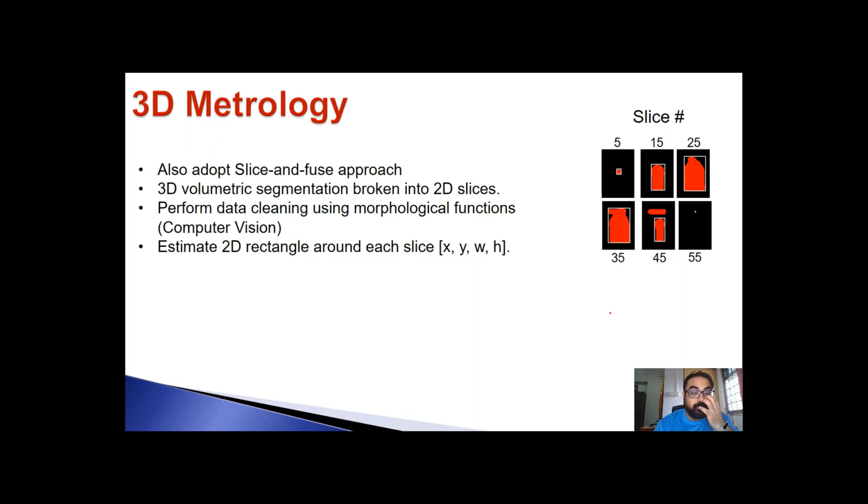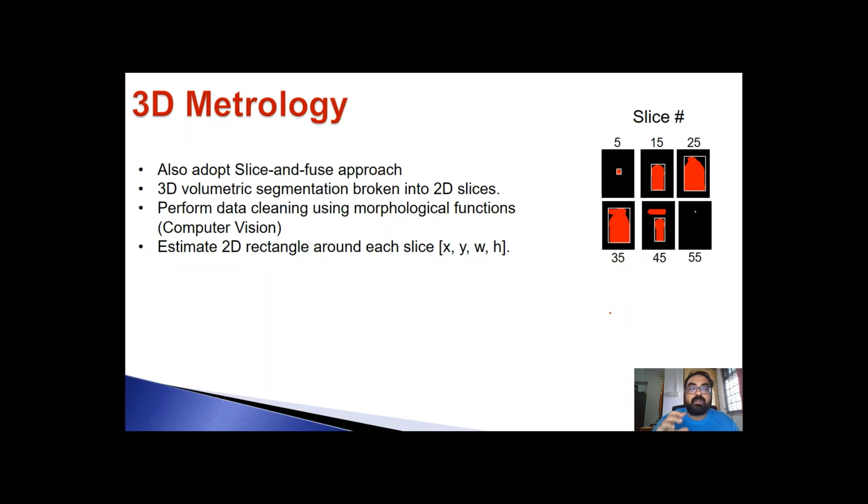Once we have done the segmentation in 3D, the next step would be to measure the dimensions of these objects that may be present there. So again, we take a slice and fuse approach. We get this 3D segmentation, and we divide it into 2D slices.